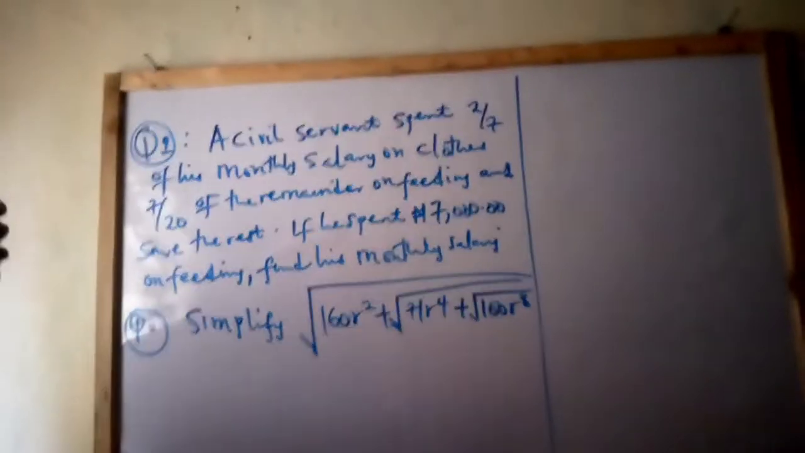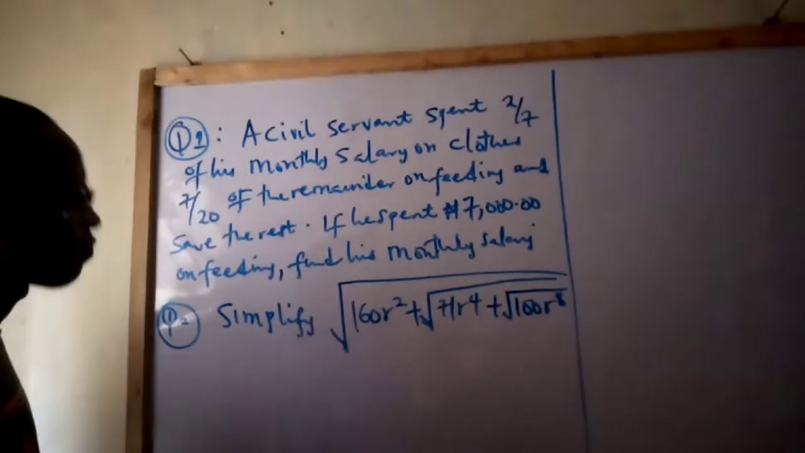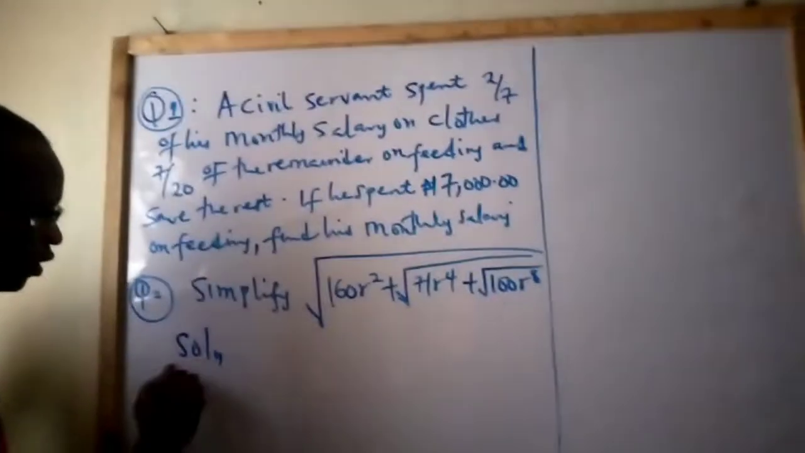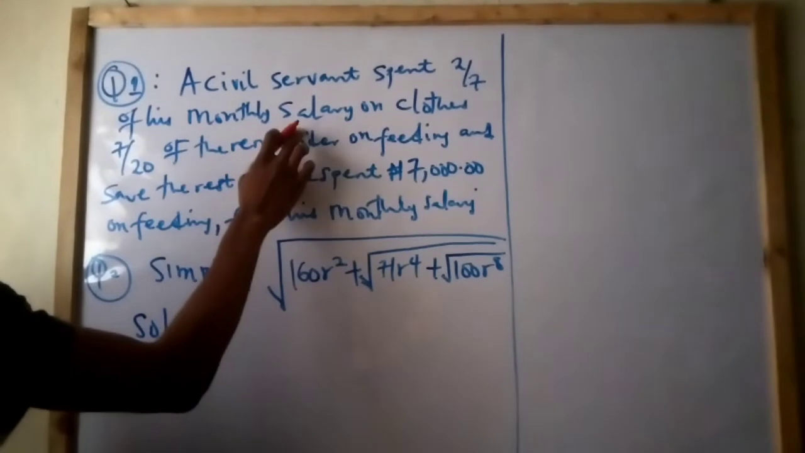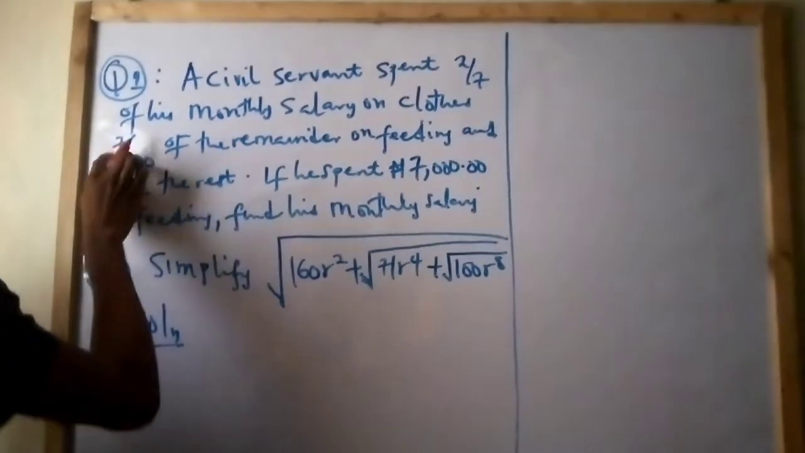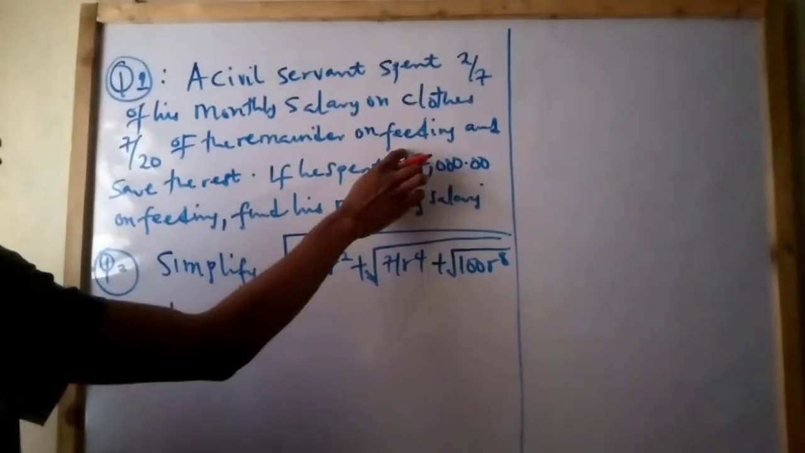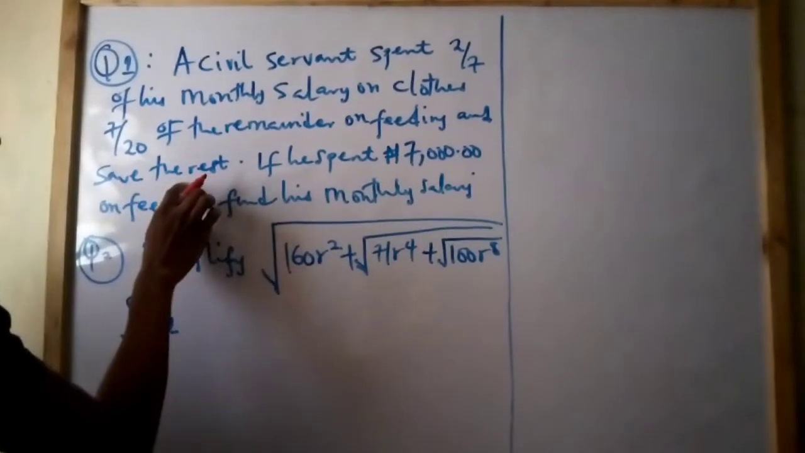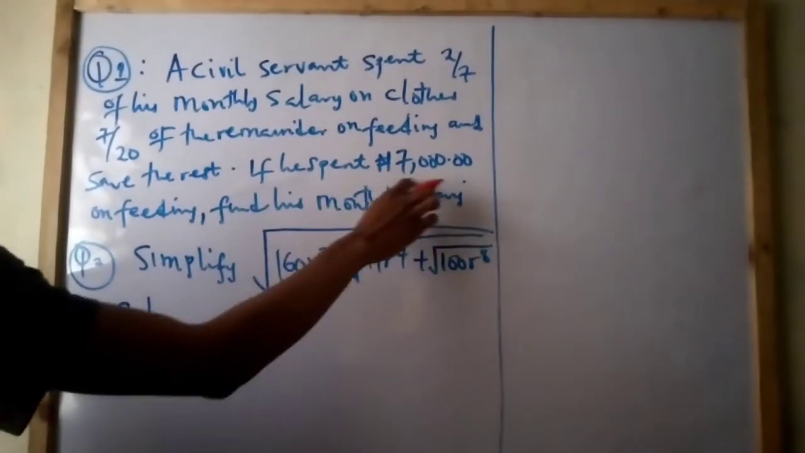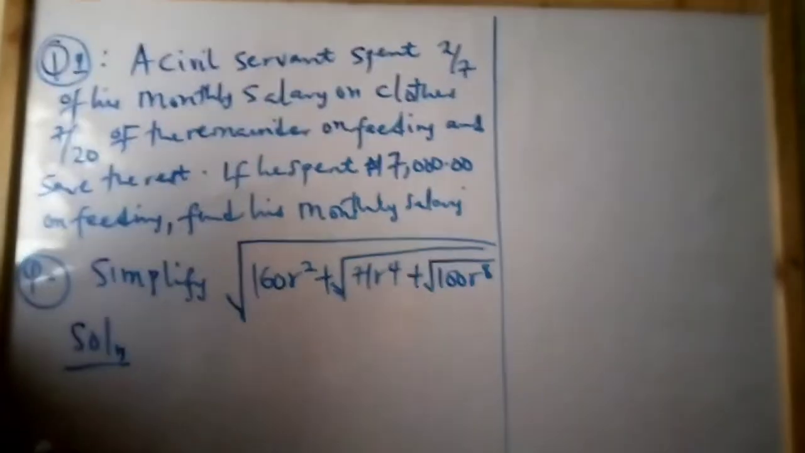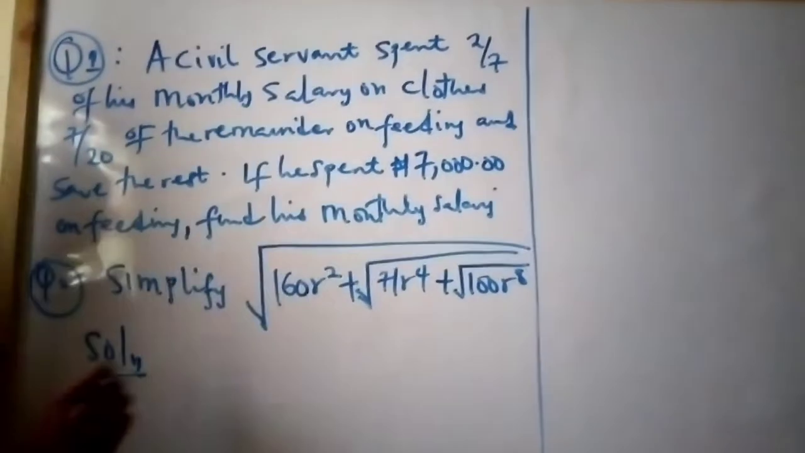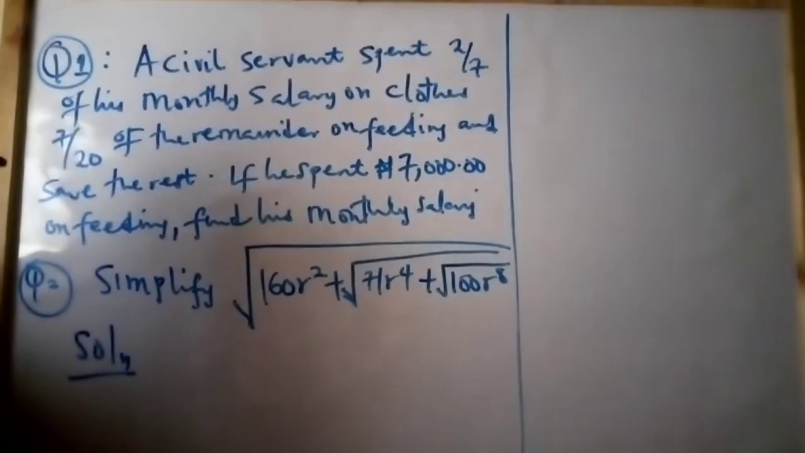The first question says that a civil servant spent 2 over 7 of his monthly salary on clothes, 7 over 20 of the remainder on feeding, and saved the rest. If he spent 7,000 naira on feeding, find his monthly salary. Now, this is a word problem. His monthly salary we don't know.